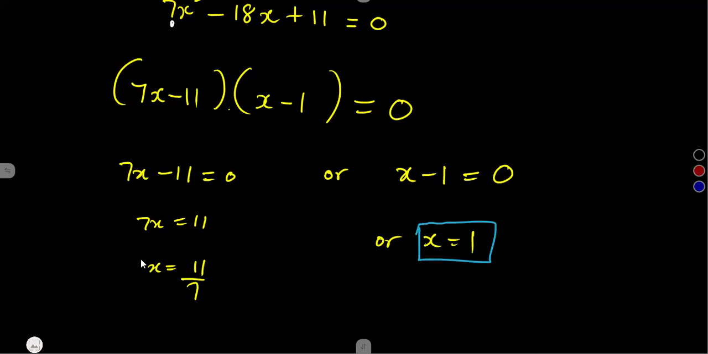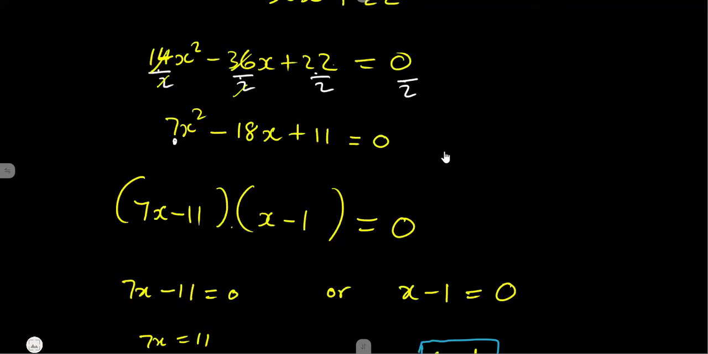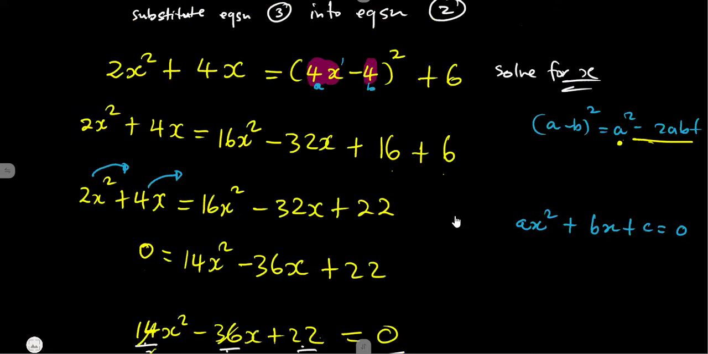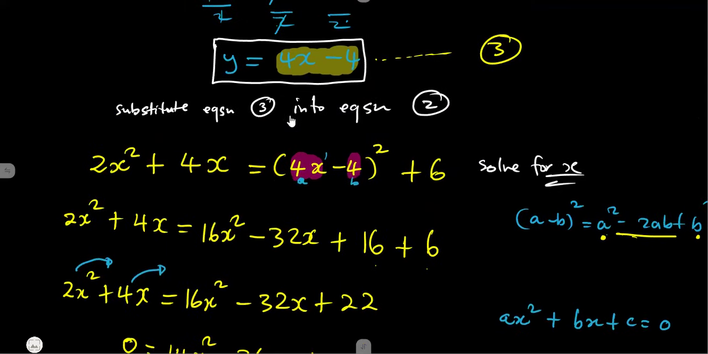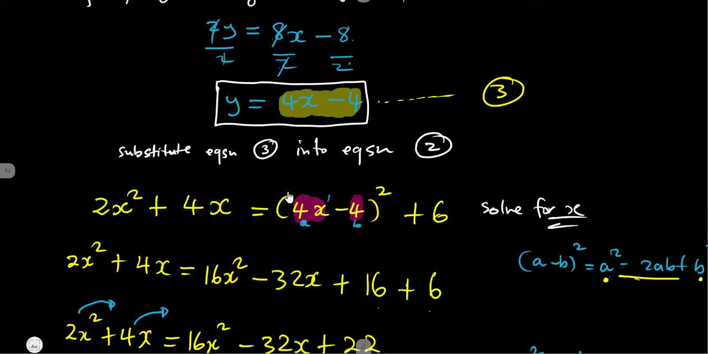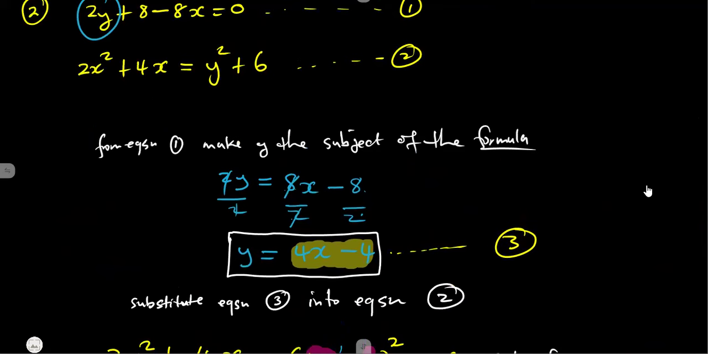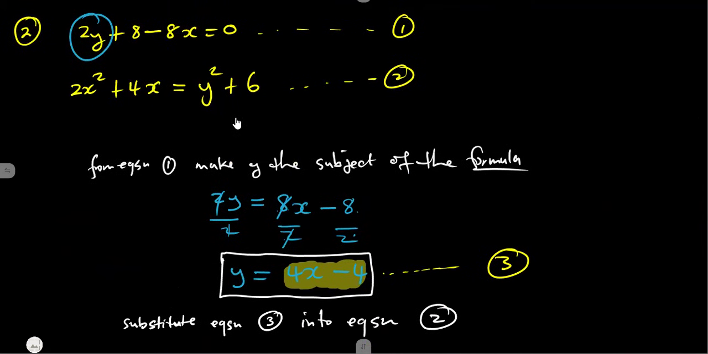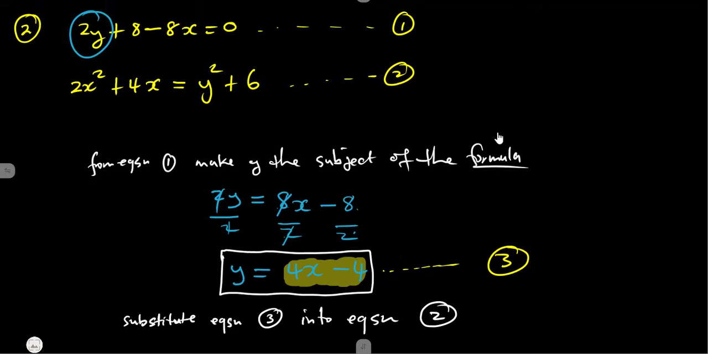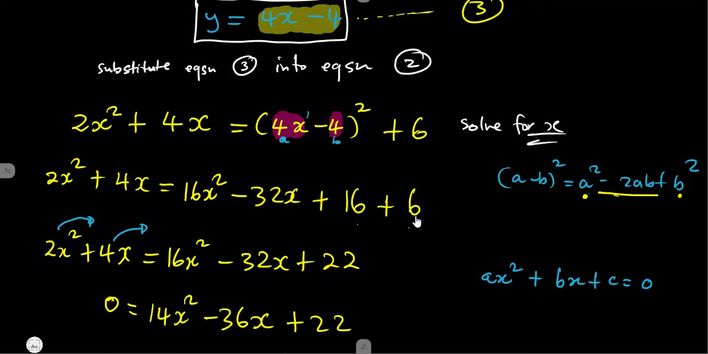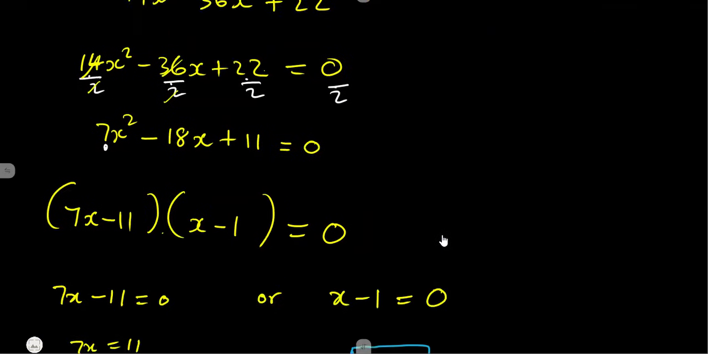X is going to be this, or x is going to be this. But remember, we are dealing with an equation which is supposed to be solved simultaneously, where we are solving for x and y at the same time. So to find the y values, it is best for us to substitute into equation 3. Yes, we can go back and substitute in equation 1, whichever you want. But it is best to substitute in equation 3, where we have already made y the subject of the formula. Remember, from this equation 3, y is equal to 4x minus 4.